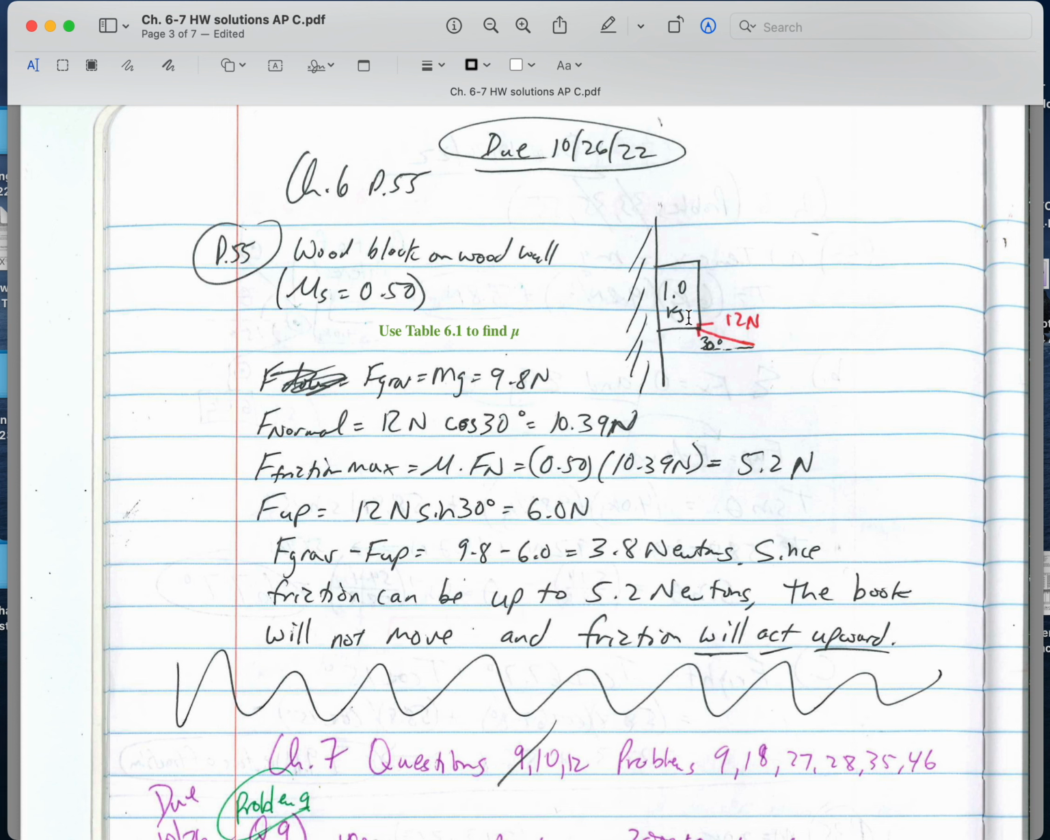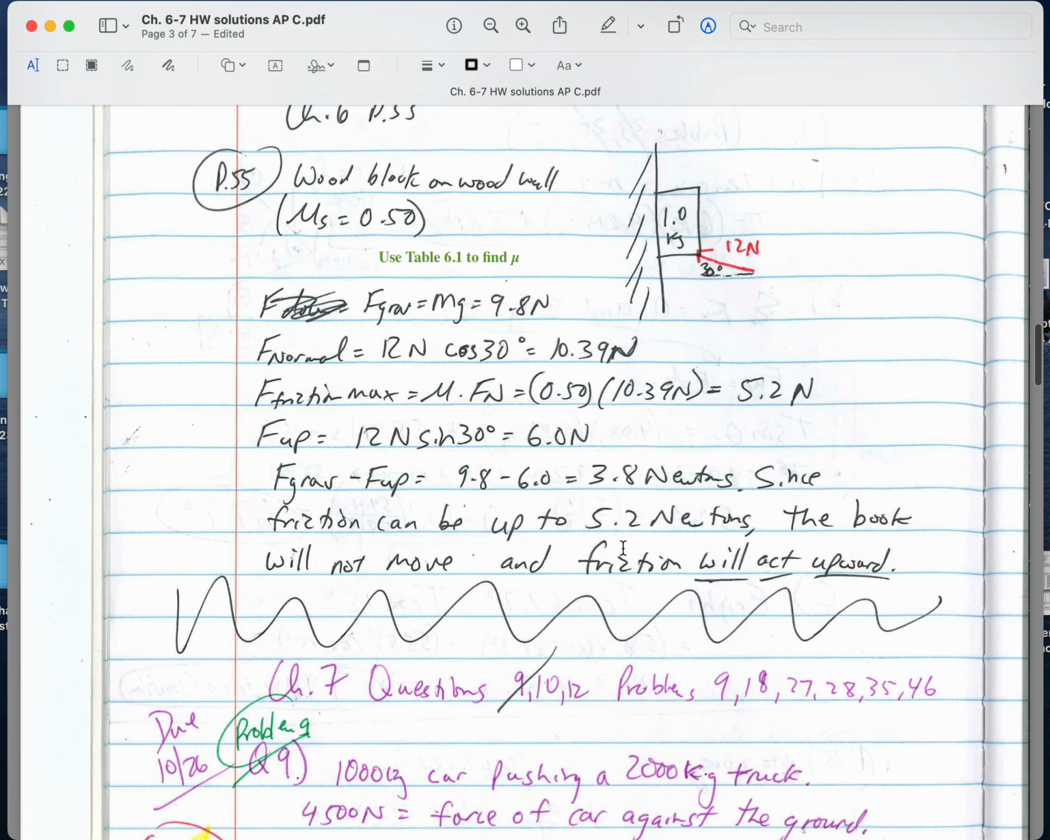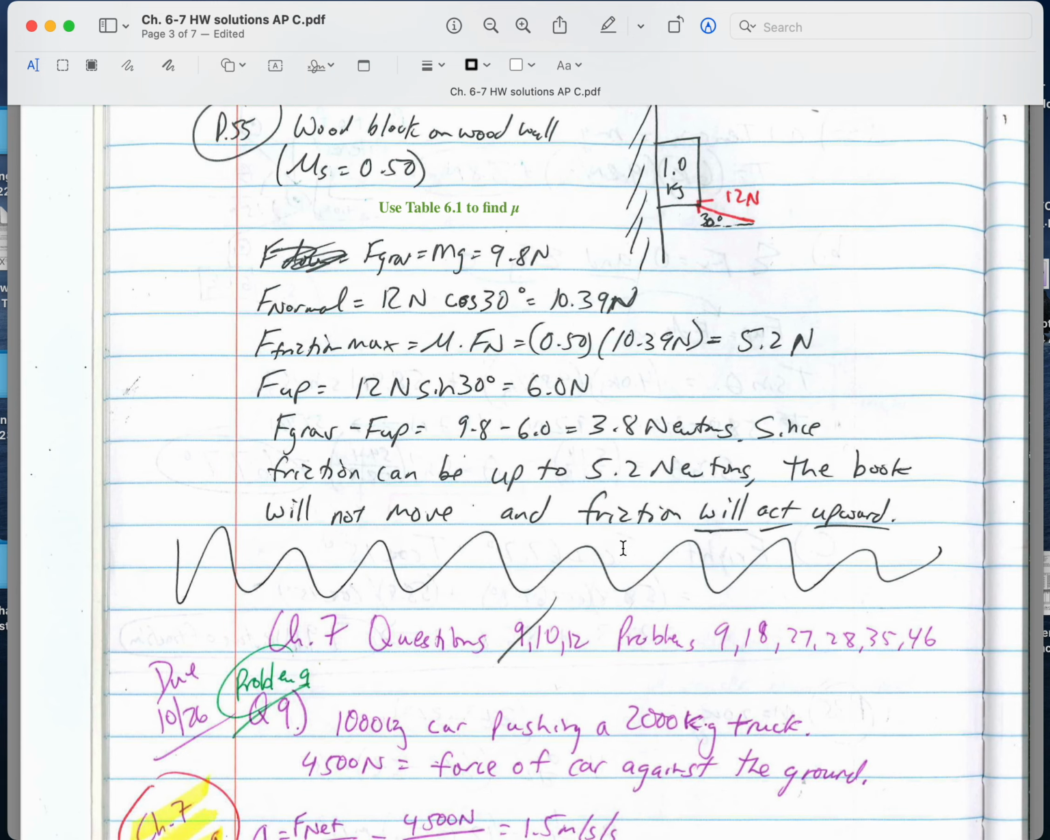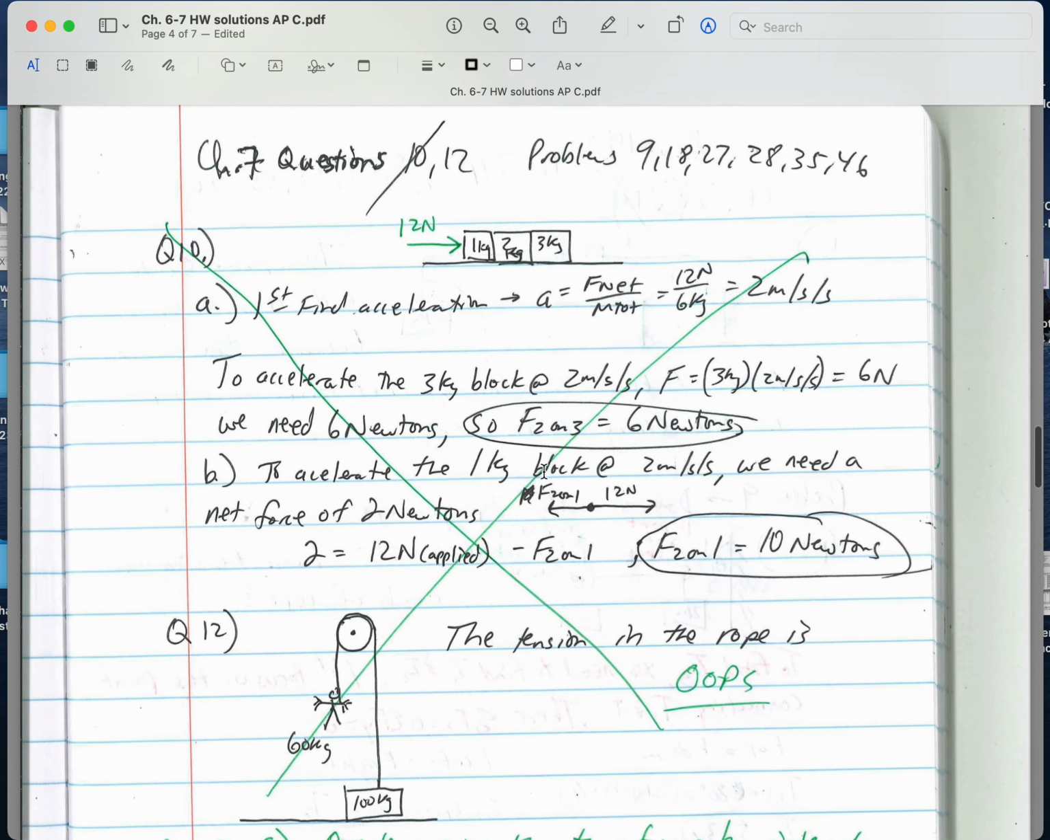So since the downward force is 9.8 and the upward force is 6, the difference between those is less than the maximum amount of static friction, which is 5.2 newtons. So the book will not move, and friction would act upward. Friction would actually act upward with 3.8 newtons of force. Hey, I screwed up here, and I was starting to do the problems instead of the questions, so I'm going to come back to that.